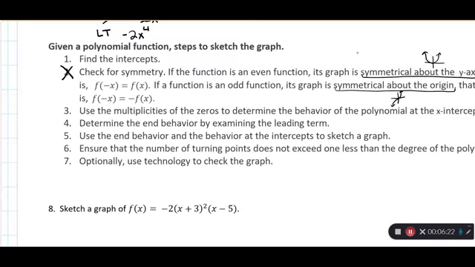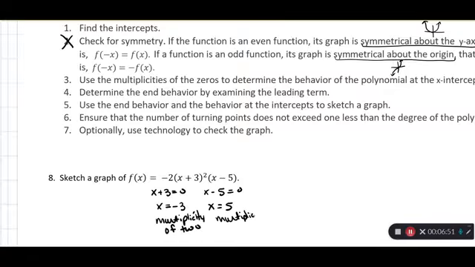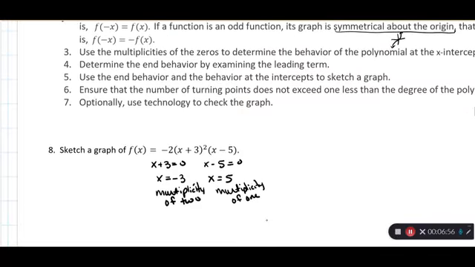We're going to find the x-intercepts. Well, looking at this, I can see that the x-intercepts are going to be when x plus 3 equals 0, and that looks like a double, right? And x minus 5 equals 0. So negative 3, positive 5. This has a multiplicity of 2, and this one has multiplicity of 1.